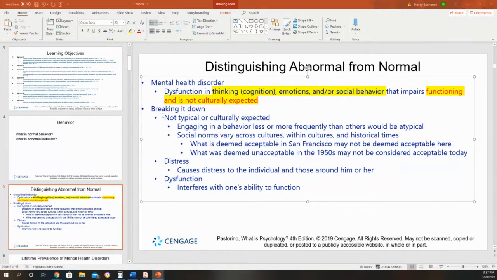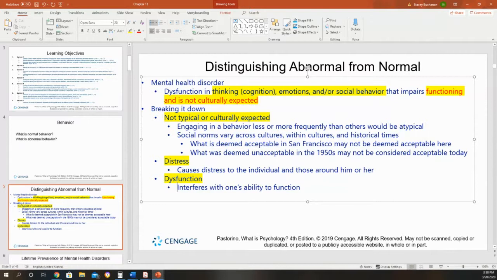So let's look at the 3 criteria used by psychologists and psychiatrists. So it's not culturally expected. So, if you engage in the behavior less or more frequently. For example, someone with an eating disorder may eat more or less than someone on average. So they exhibit the behavior, eating less or more than people within their culture.